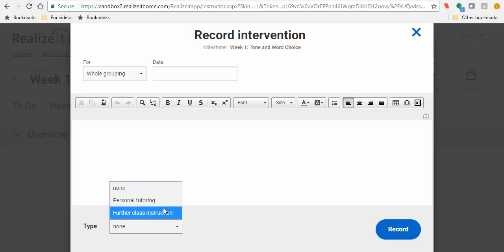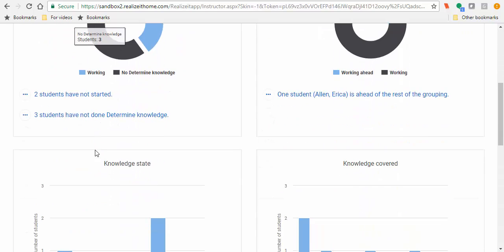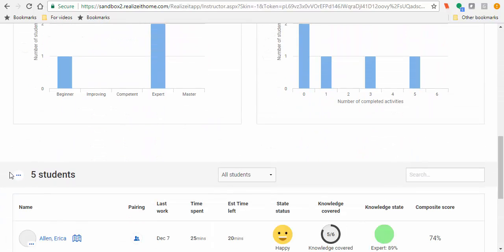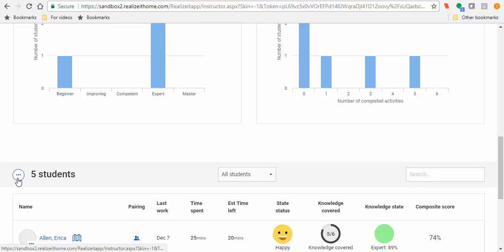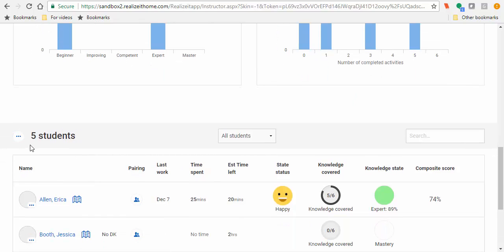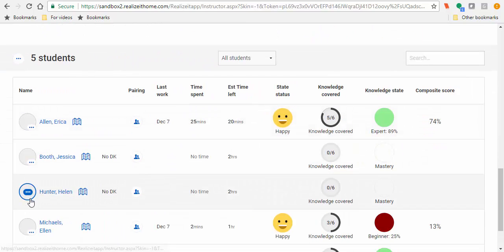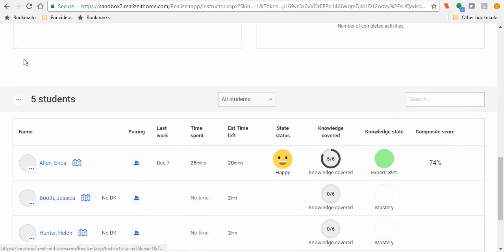Remember, that's the whole grouping. So if you're offering personal tutoring to everyone or further class instructions, people are reaching out and saying they're struggling with something and you have a great resource that would help them, this is the place where you could do that, and that's again for the whole class. So you always have, when you see 3 dots, it means more, and that allows you to do more for students or more for each student. So you could approach that on an individual basis or holistically to the whole class.